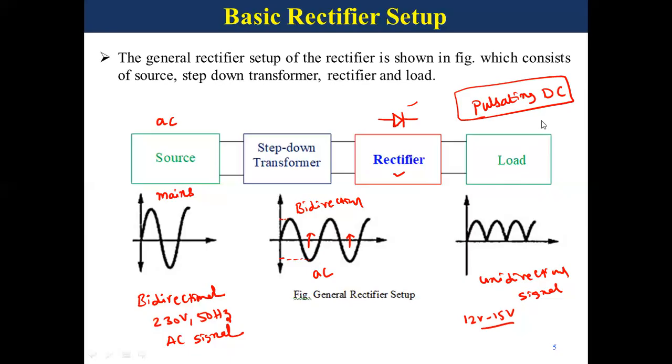If you want a perfect DC, then the output of the rectifier must be applied to a filter before applying it to the load. Here I am considering only the rectifier, that's why the output of the rectifier is directly given to the load. So with a rectifier, we are getting a pulsating DC, but not a perfect DC. There is more AC component in the output of the rectifier.